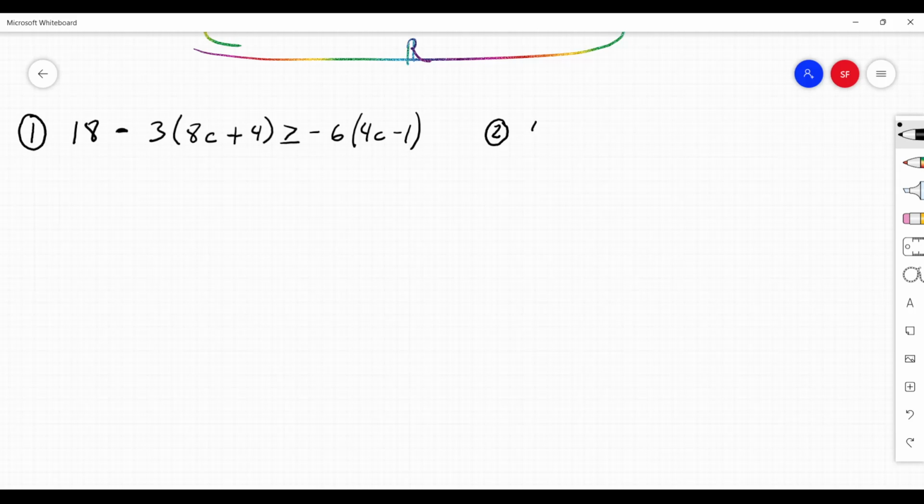46 is less than or equal to 8m minus 4 times the quantity 2m plus 5. Go.